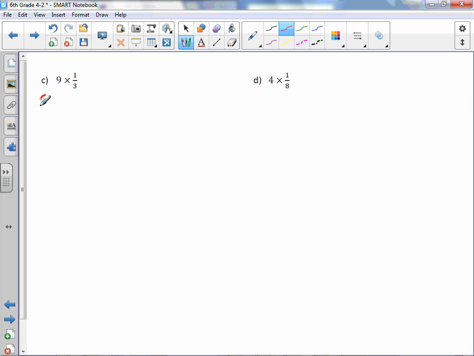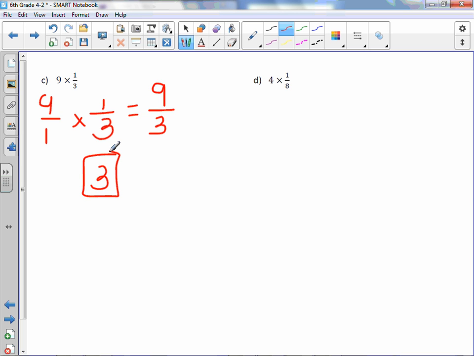Letter C. 9 over 1 times 1 over 3. 9 times 1 is 9. 1 times 3 is 3. And 9 divided by 3 works out evenly. It is 3.